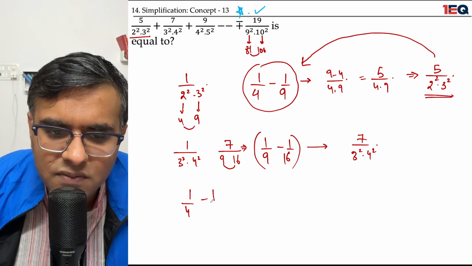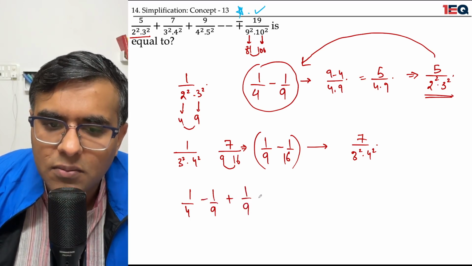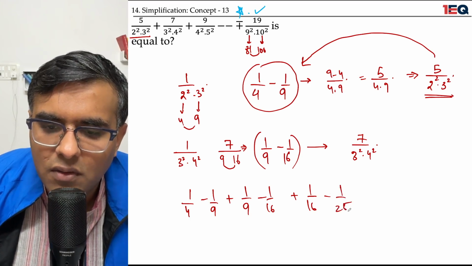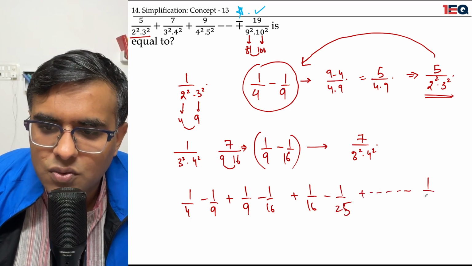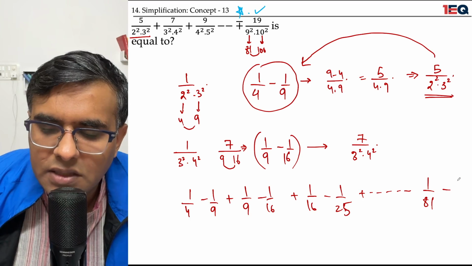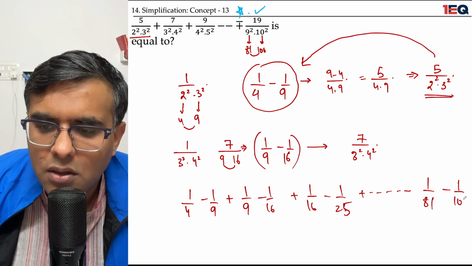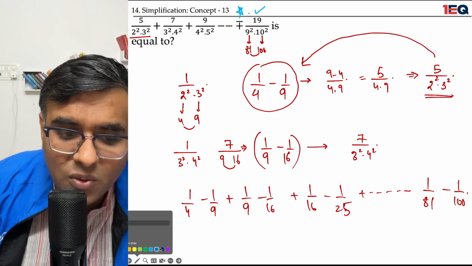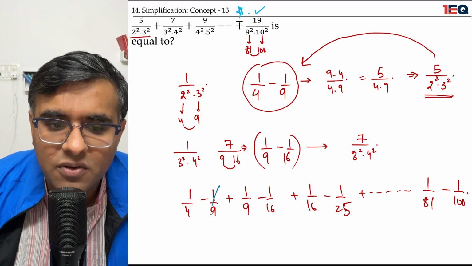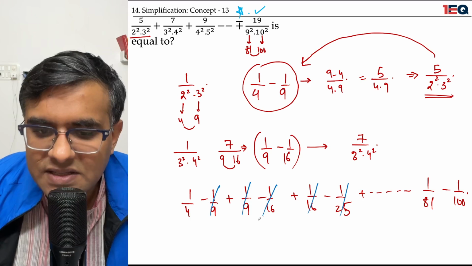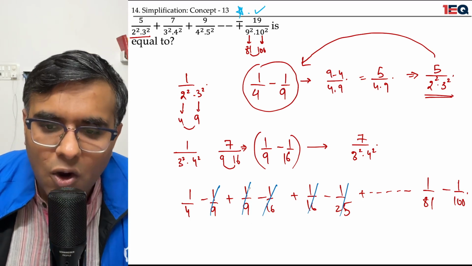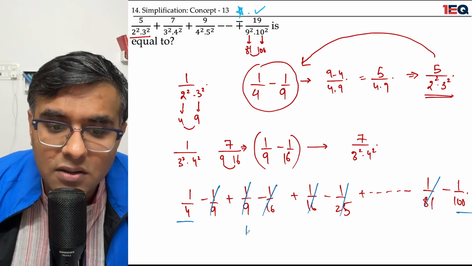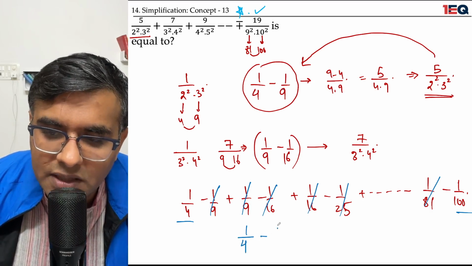1 by 4 minus 1 by 9 plus 1 by 9 minus 1 by 16 plus 1 by 16 minus 1 by 25 plus and so on. This goes to 1 by 81 minus 1 by 100. As simple as that. As we've seen, consecutive terms are cancelling themselves. This means everything in the center would vanish away and all I would be left with are the terminal terms. What do the terminal terms say? The terminal terms say that 1 by 4 minus 1 by 100 would be my answer.